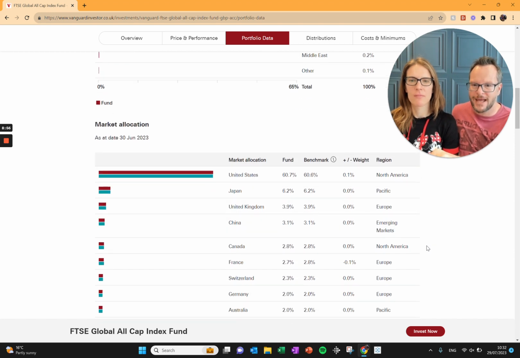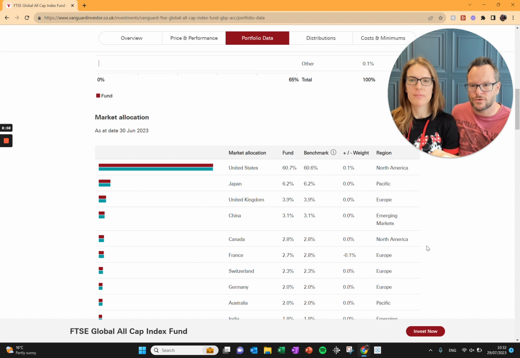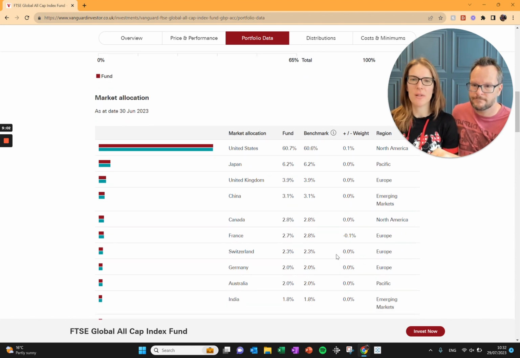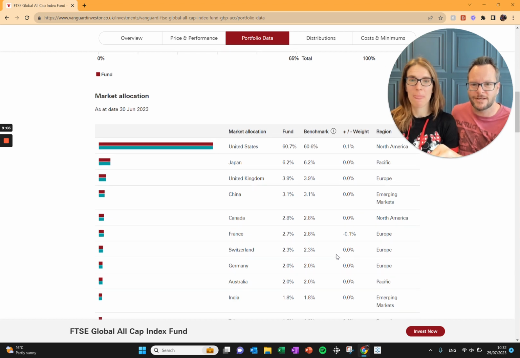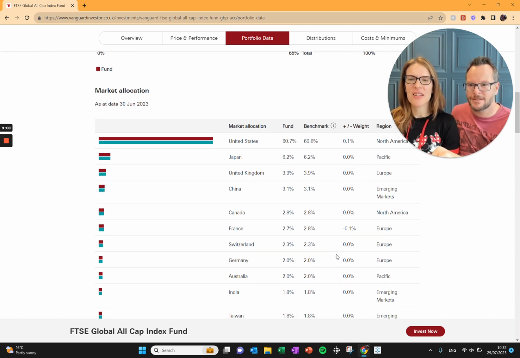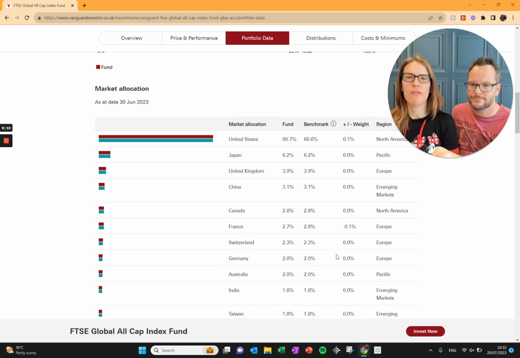The market allocation, that now goes down to countries. Yeah, so you can see the countries. Of that 63% in North America, 60% is the US. Sorry, Canada, you don't make up that much of the market. And you can see there as well, UK makes up just under 4%.